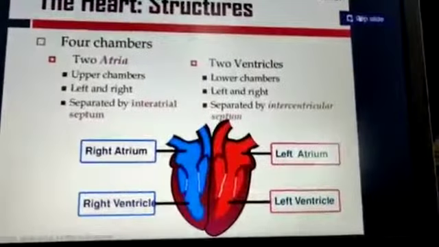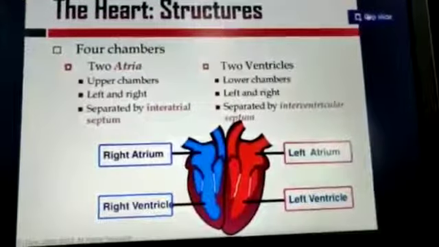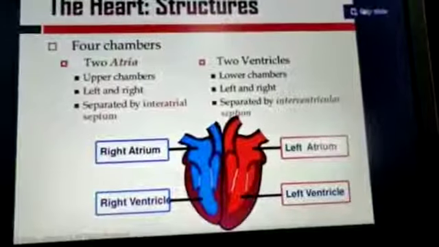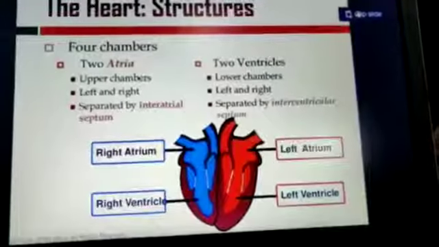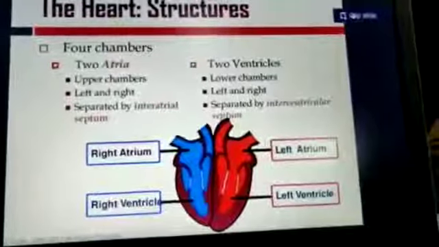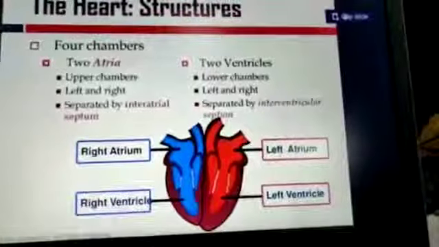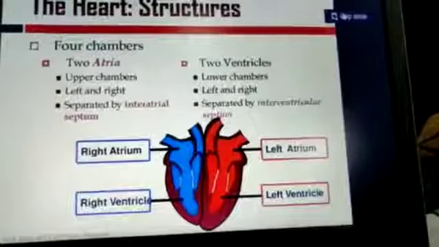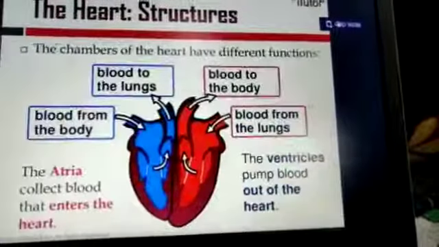Okay children, now you understand the basic structure of the heart. The human heart is made up of four chambers: two auricles or atria and two ventricles. The upper two chambers are termed the right atrium and left atrium. Right side right atrium, left side left atrium. Right side ventricle, left side ventricle. So these are the four chambers.